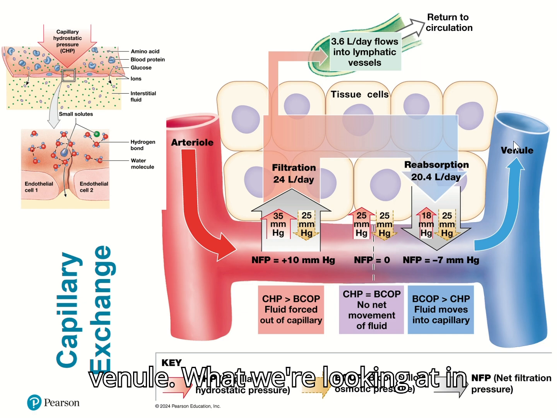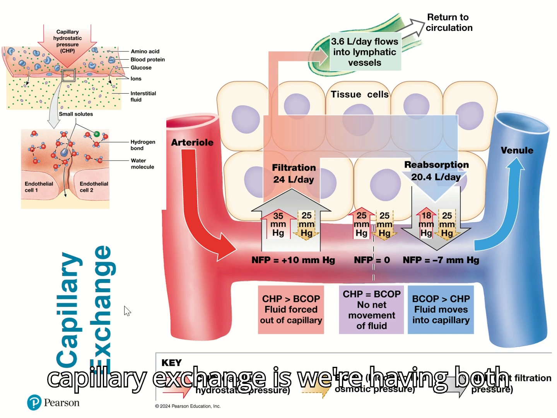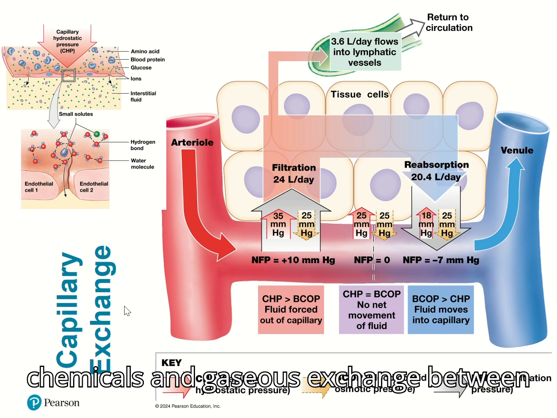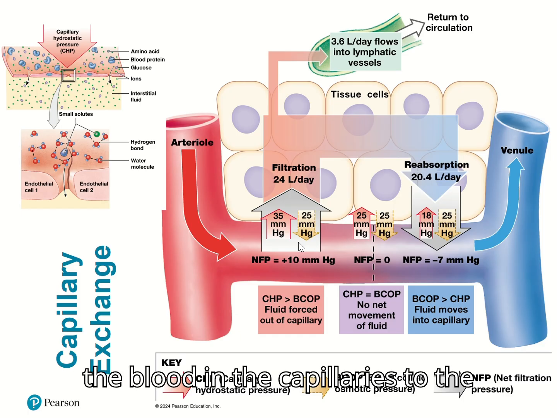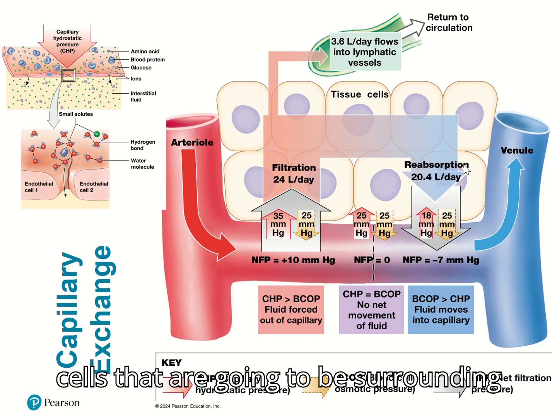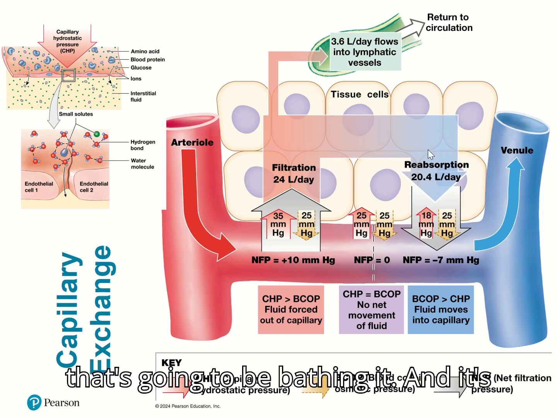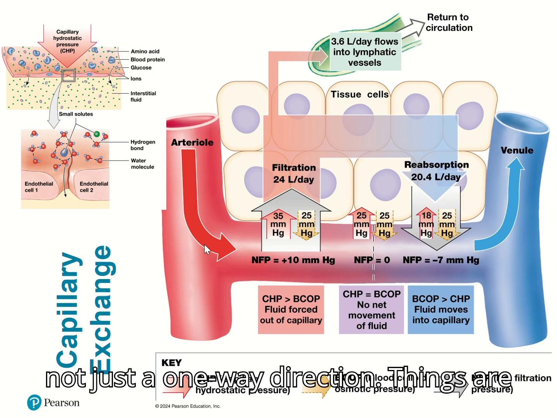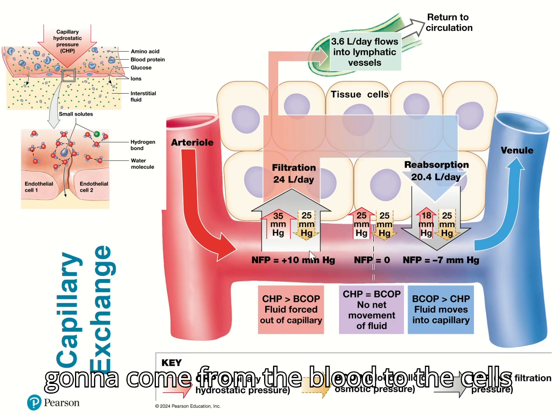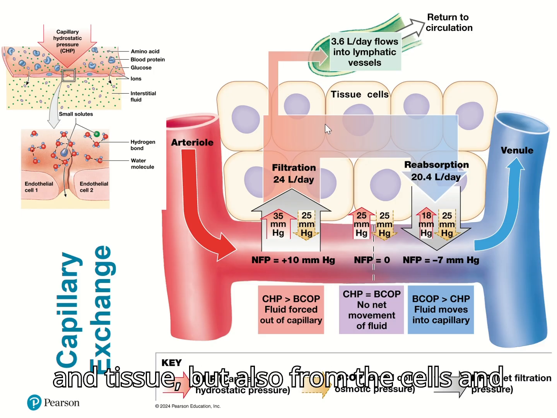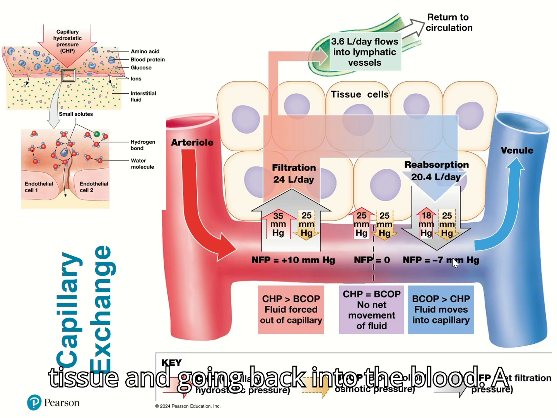the venule. What we're looking at in capillary exchange is both chemical and gaseous exchange between the blood in the capillaries and the cells that are surrounding it, as well as the interstitial fluid that's going to be bathing it. And it's not just a one-way direction. Things are going to come from the blood to the cells and tissue, but also from the cells and tissue and going back into the blood.